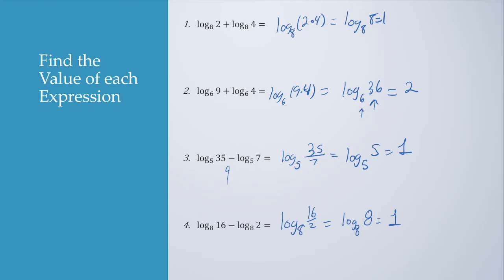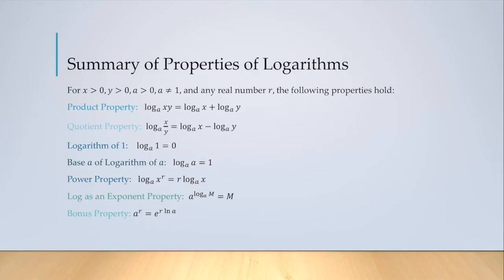So here is a summary of the properties of logarithms. The product and quotient property we covered today. These other properties we covered in section 10.3. So let's do some final examples.